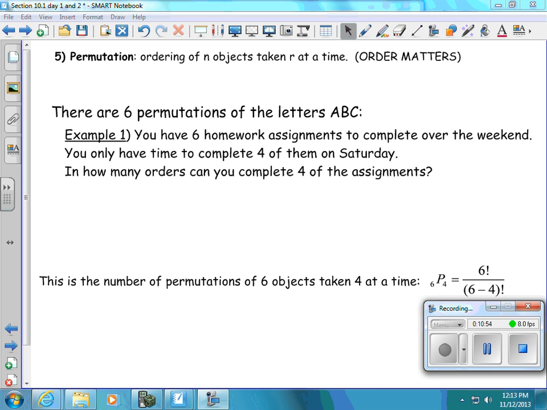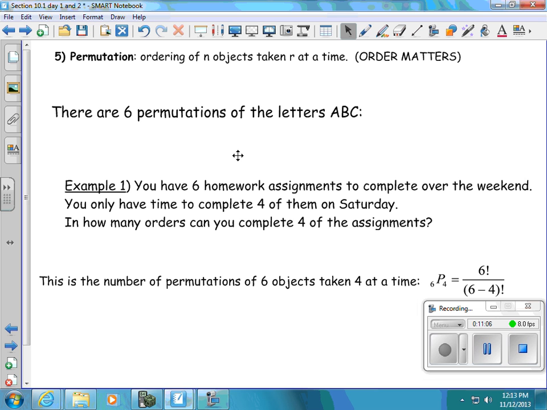There are 6 permutations of the letters A, B, C. How do I know that? Let's take a look here. Oh, first of all, I forgot to mention the formula. Permutations, n things, taken r at a time. So the formula for it is n factorial over n minus r factorial. So that's why we're reading about that factorial thing.